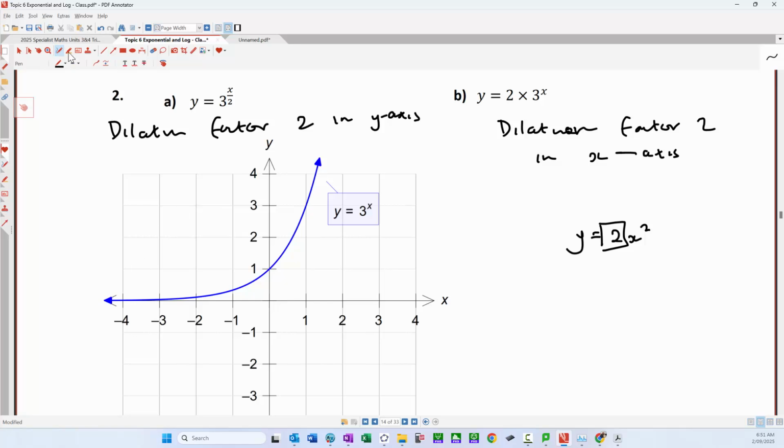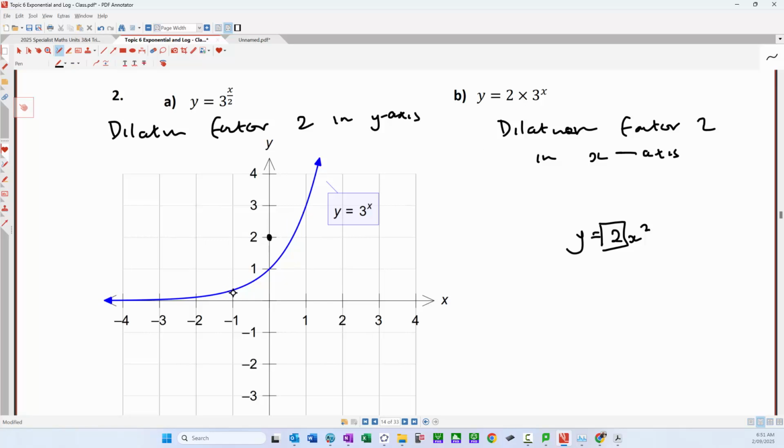Okay, so let's do this graph first of all, the dilation factor 2 from the x-axis. What that basically does is take all of the points and multiply the values by 2. So this 1 is going to go to 2. And we can test that by just subbing 0 in there, and we can see that that's going to be 3 to the 0, which is 1. 1 times 2 is 2. All right, so we can see that is going to happen.